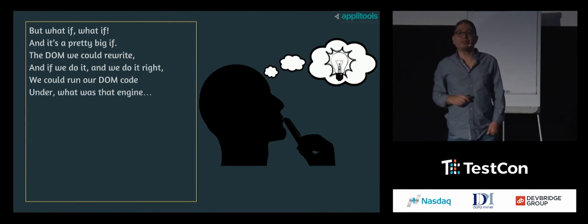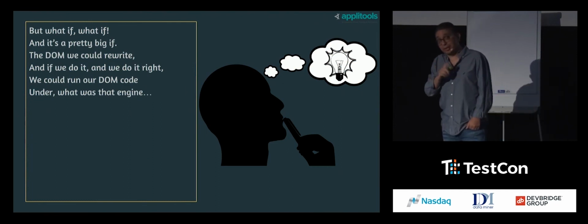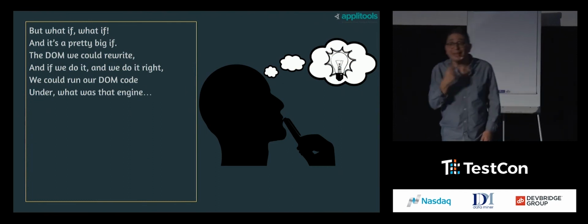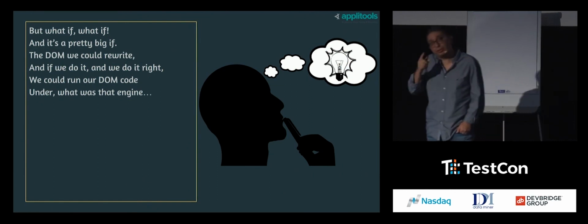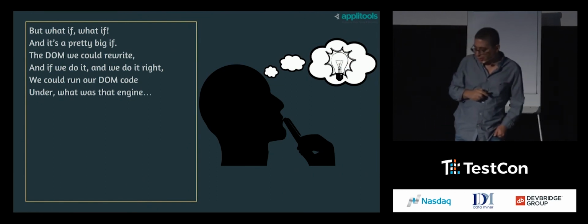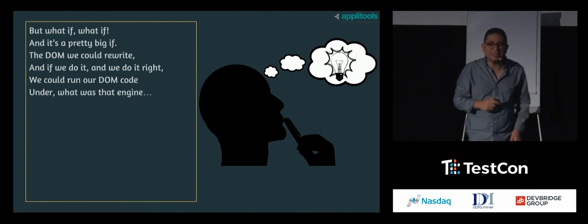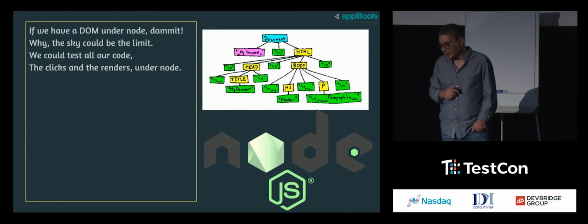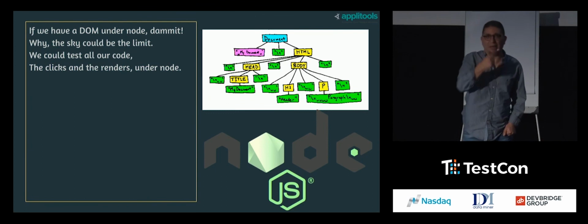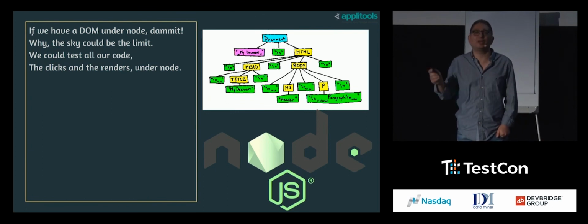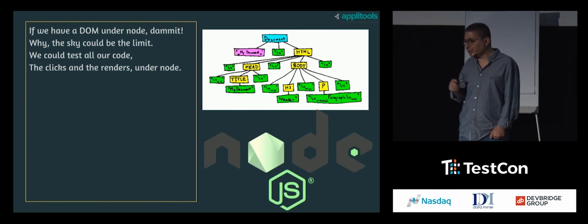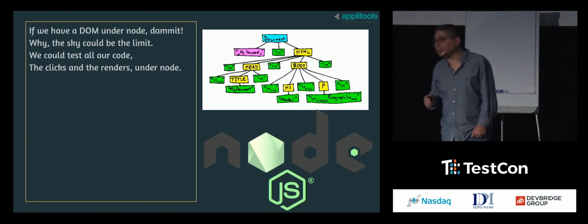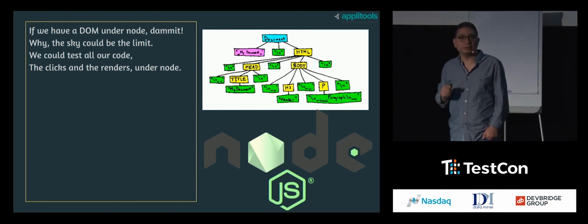But what if? What if? And it's a pretty big if. The DOM we could rewrite. And if we do it right, we could run our DOM code under, what was that engine? Node? If we have a DOM under Node, why, the sky could be the limit. We could test all our code, the clicks and the renders, under Node.